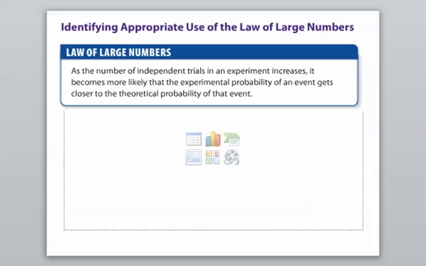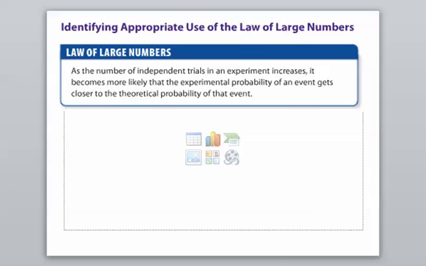Okay, so one more topic here is the law of large numbers, which you'll get a lot of when you go into statistics. As the number of independent trials in an experiment increases, it becomes more and more likely that the experimental probability of an event gets closer and closer to the theoretical probability of that event.